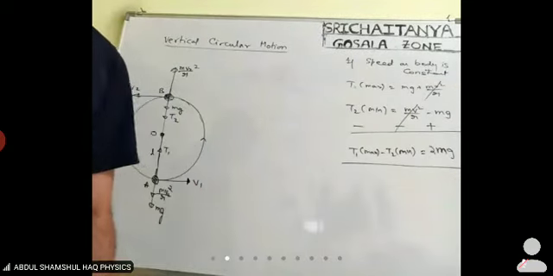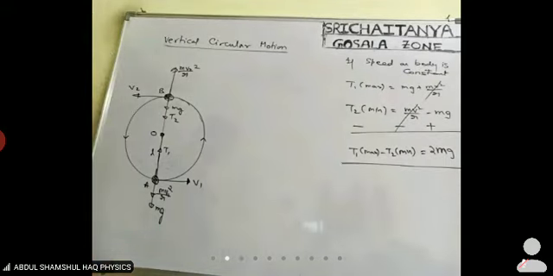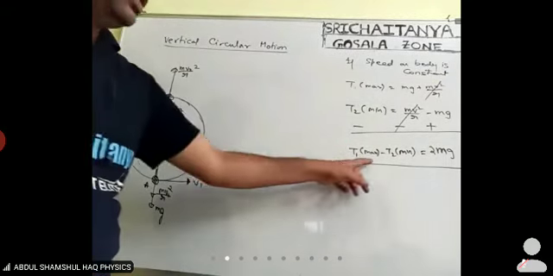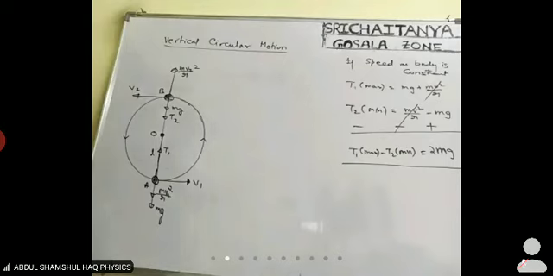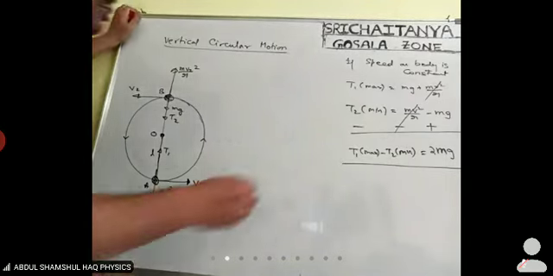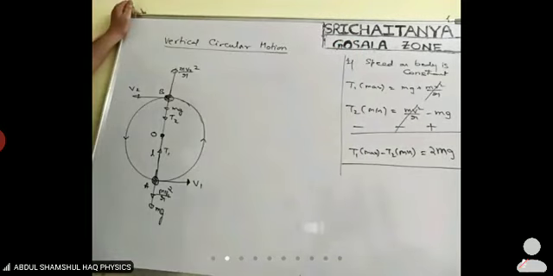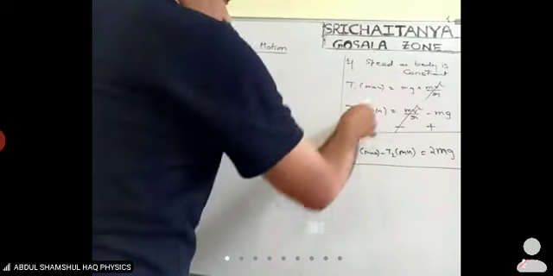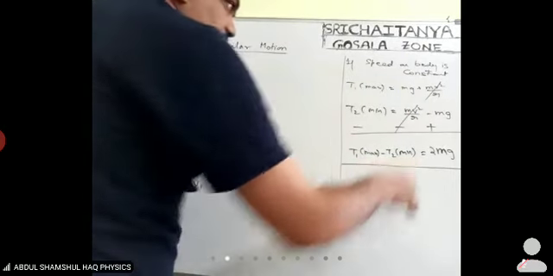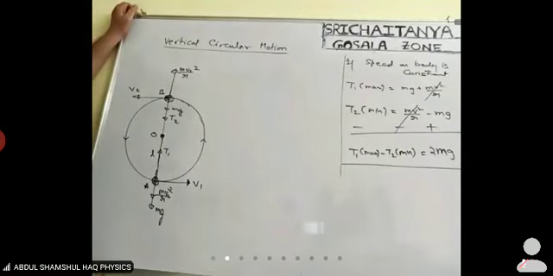Students, yes, car tire. So this becomes like this. If the body is moving with a constant speed, then we say that T1 maxima minus T2 minima will be equal to 2 mg. Now let us see the situation.